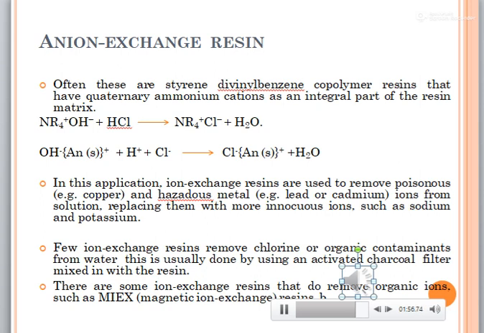Few ion exchange resins remove chlorine or organic contaminants from water. This is usually done by using an activated charcoal filter mixed in with the resin. There are some ion exchange resins that do remove organic ions, such as magnetic ion exchange resins. Domestic water purification resin is not usually recharged. The resin is discarded when it can no longer be used.